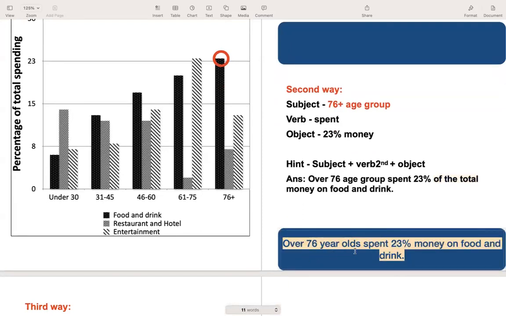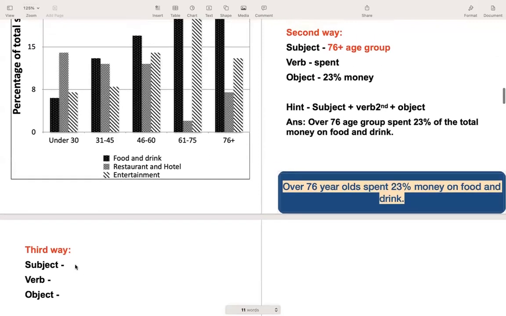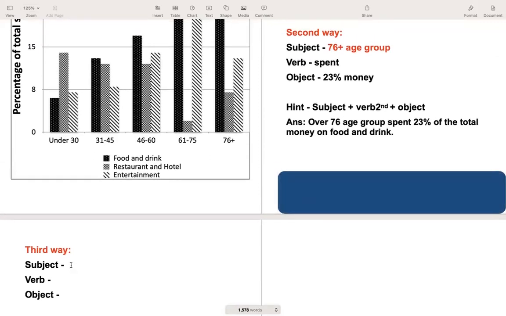Over 76-year-olds spent the same thing, 23% of their money, on food and drink. That's nothing different to what you wrote, the same thing. I have taken the subject the same, and I have varied the verb. There's also variety. If your English is better, you will have a different verb. You can have a different word also.